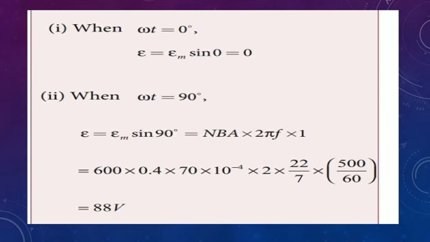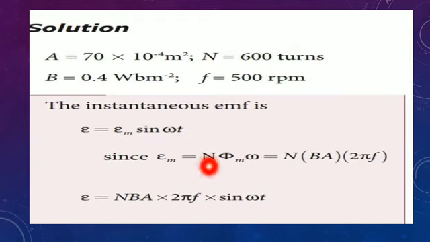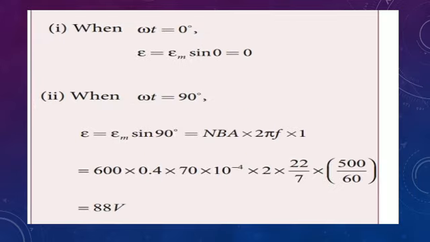Now come to the second condition. What is the second condition? When the coil is parallel to the magnetic field, the plane of the coil is parallel to the magnetic field, then at that time theta is 90 degree. Therefore omega t is equal to 90 degree. Substituting the 90 degree value in this formula, sine 90 is equal to 1.